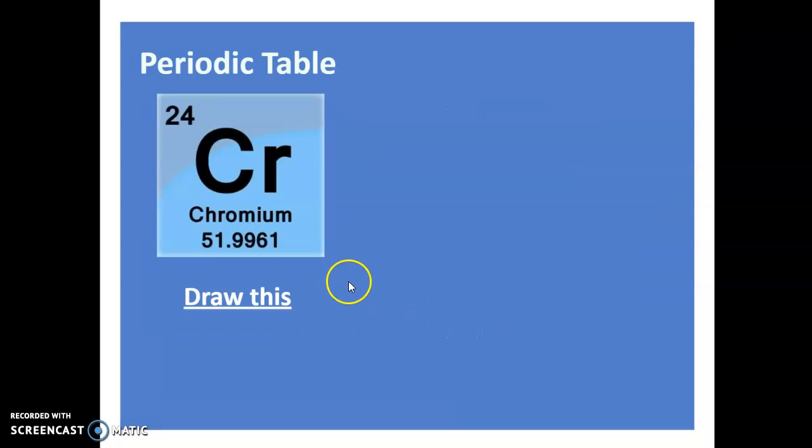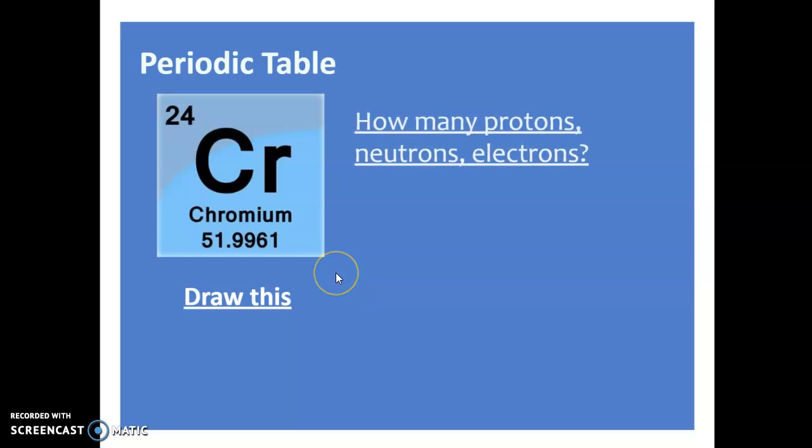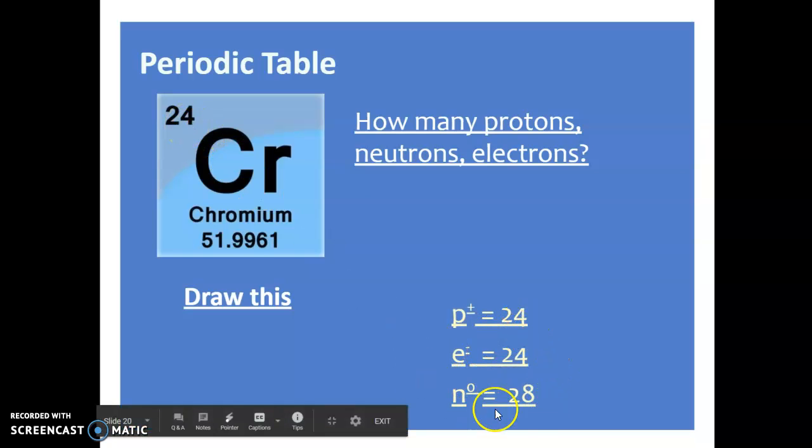Okay. So chromium. How many protons, neutrons, and electrons? Chromium has atomic number 24 and, if you round it, 52 atomic mass when we're doing calculations. So we have 24 protons, 24 electrons, but this one we have to calculate. Neutrons will always have to be calculated. So 52 minus 24 is going to give you your 28 neutrons.